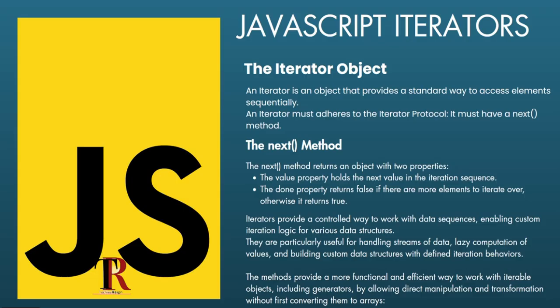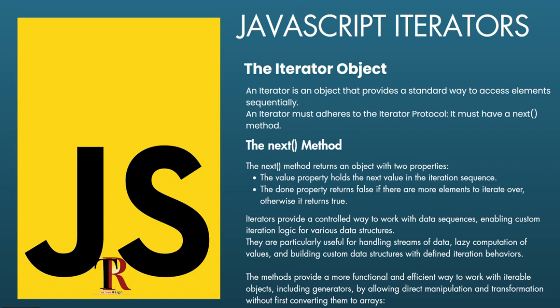So, before the introduction of the helper methods, when you wanted to iterate over an iterable object, there was no direct manipulation and transformation without first converting that object into an array. But with the helper methods, we have a functional and efficient way to work with iterable objects by allowing direct manipulation and transformation of objects without first converting them to an array. And we have a series of them, as we are going to be looking at them one after the other. We have the drop method, every method, filter method, find method, flatMap method, forEach method, from method, map method, reduce method, some method, take method, and a couple of others like that.